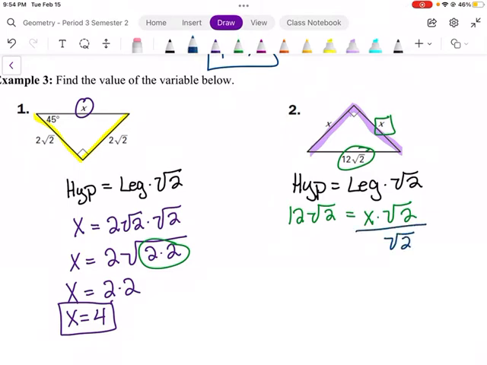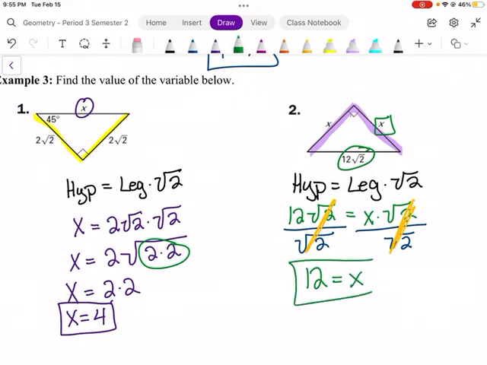Solving this, we want to get x by itself. We'll divide both sides by the square root of 2, which those simplify with each other, leaving us with 12 equals x. And that's our answer.